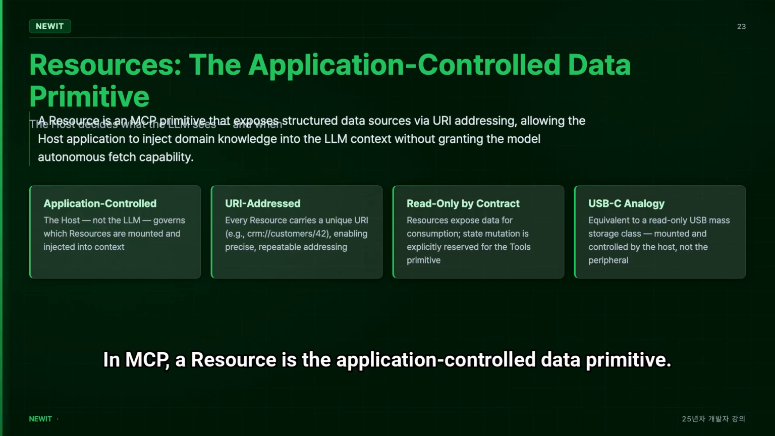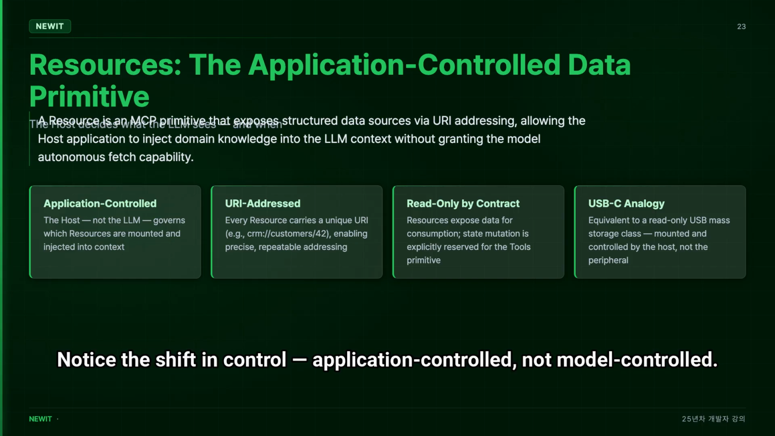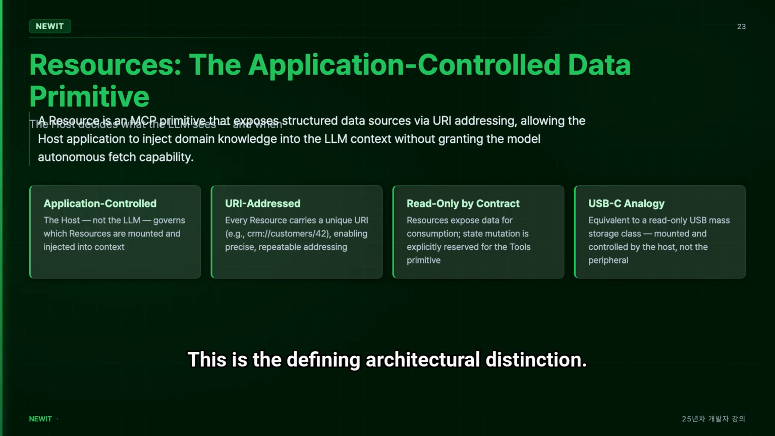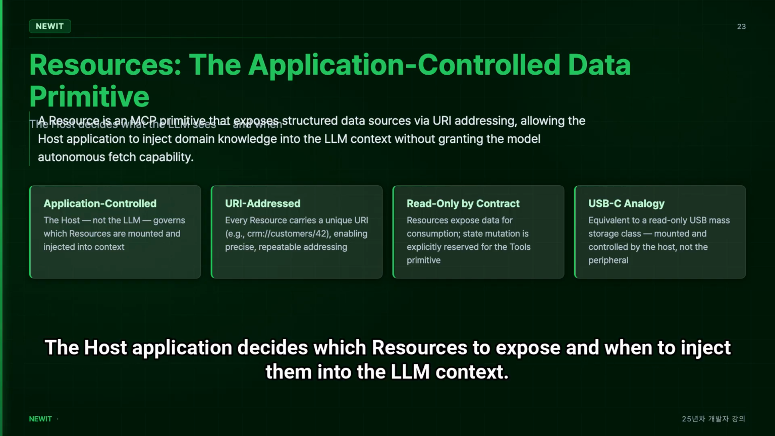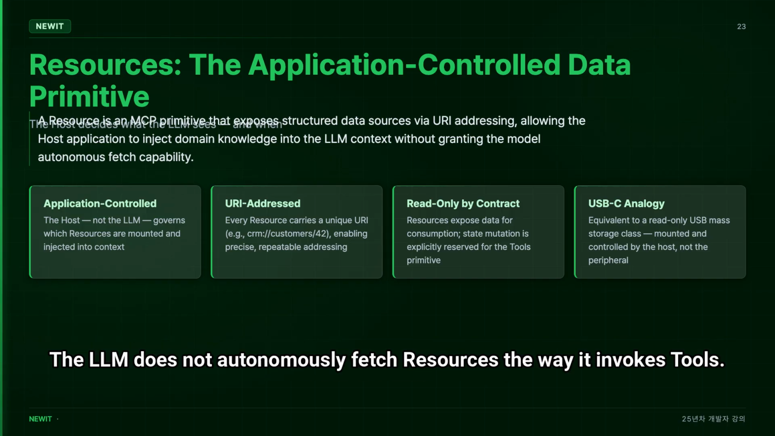In MCP, a resource is the application-controlled data primitive. Notice the shift in control: application-controlled, not model-controlled. This is the defining architectural distinction. The host application decides which resources to expose and when to inject them into the LLM context. The LLM does not autonomously fetch resources the way it invokes tools.